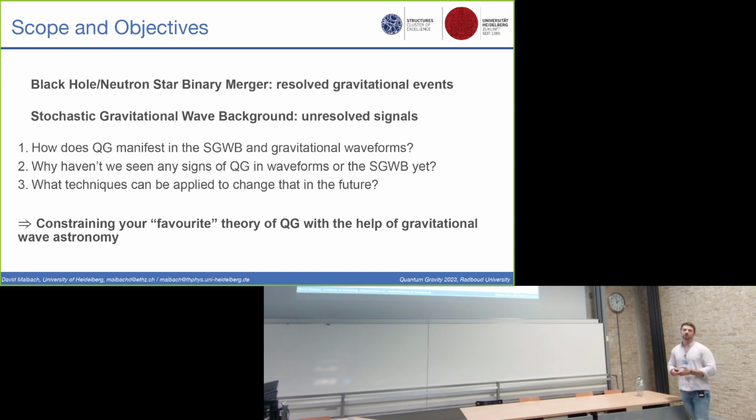But then also the stochastic gravitational wave background, which has recently made the news with the release of the pulsar timing array data. You can basically imagine it as a CMB-like version for gravitational radiation. And I want to check these probes with three questions. First, how do quantum gravity effects manifest in them? Why haven't we seen them yet? And what techniques are being worked on right now to change that? So that at the end, hopefully you get all the tools and insights that you need in order to constrain your favorite theory of quantum gravity.